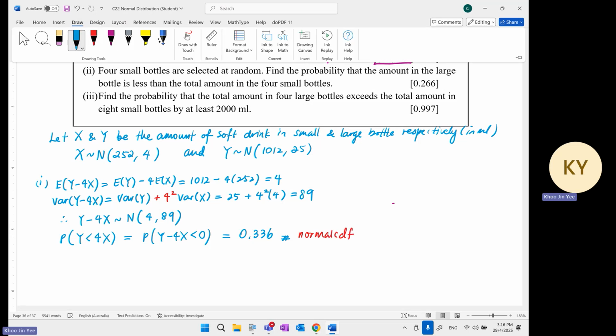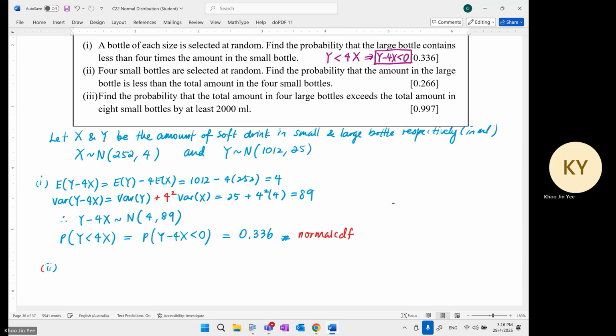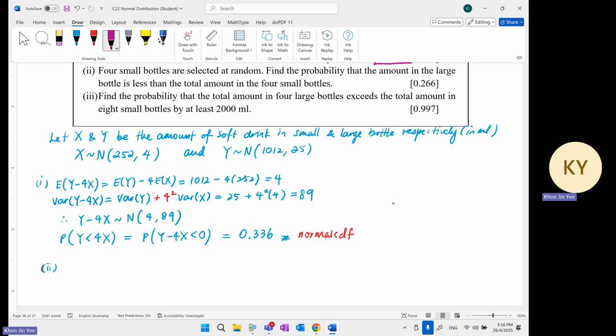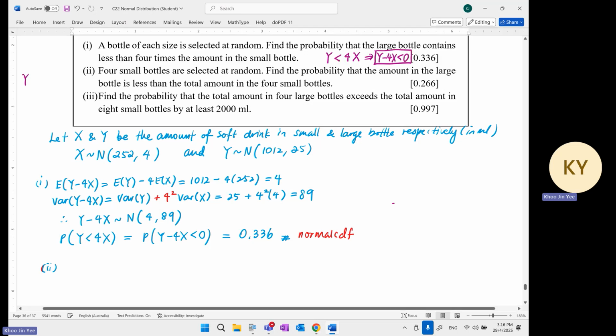Okay, second last one. 4 small bottles are selected at random. Find the probability that the amount in the large bottle is less than the total amount in the 4 small bottles. So this one is the sum of the amounts in the 4 smaller bottles, right?